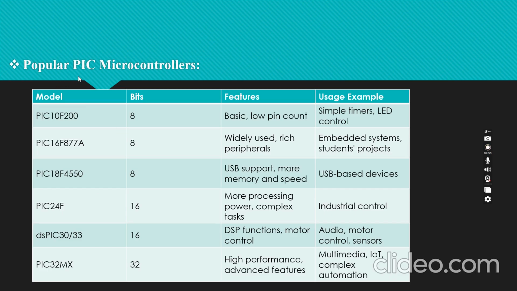Popular PIC microcontrollers. These are the model names. PIC10F200: it consists of 8 bits, and the feature is basic, low pin out, using simple LED and control. But these 6 are not all the models in the microcontroller. Many more models are there, but I will mention only 6, and these 6 we are using for our project. PIC16F877A: this is 8-bit, widely used, with rich peripherals, and in embedded system student projects it is very easy, that's why we are using it here.